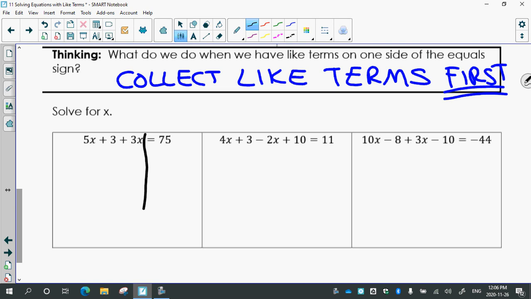Okay. We're just on the first one. The one layer we've added on now is we're collecting like terms first before we solve it. Okay? Collect like terms first before we solve it. Okay, so I see underlining and highlighting going on, which is making me happy. So people are identifying that 5x and 3x are like terms, and then the plus 3 is by itself.